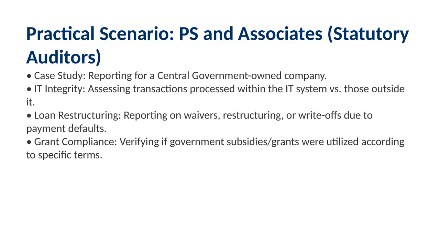First, whether accounting transactions are processed through an IT system and the implications of any transactions happening outside that system. Second, whether there has been any restructuring, waiver, or write-off of loans due to the company's inability to pay. And third, whether government grants or subsidies were used according to their specific terms and conditions.